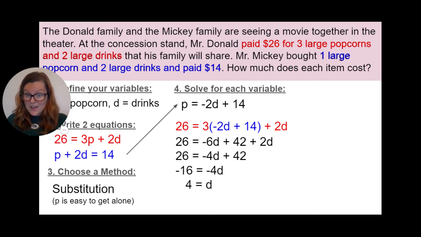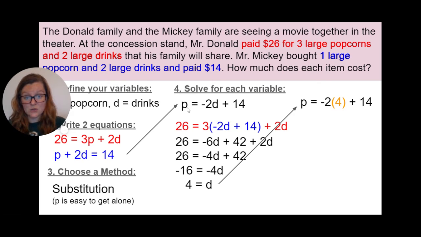So now I know that the drinks are equal to $4. Super cool. Now I can take that D and plug it into any of the other equations. Since I already have P alone here, I'm going to take 4 and plug it in for D in this equation. Go ahead and solve that guy. And I get that P is equal to 6.